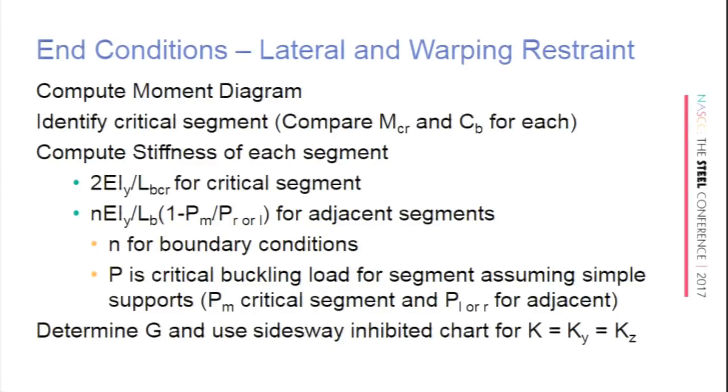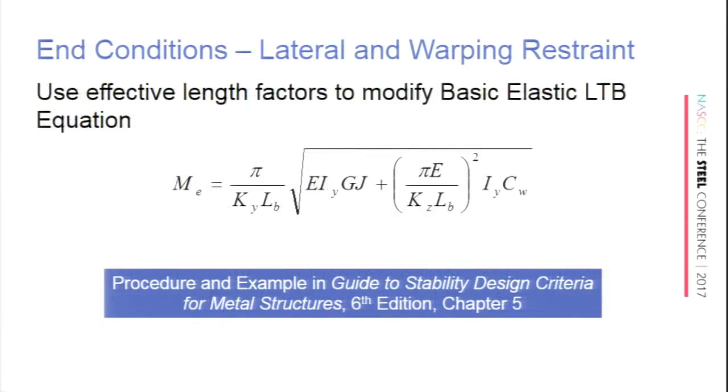And then, again, you're going to determine your G value, and you're going to use your side sway inhibited chart, not only for K sub Z, or that K sub W, as I called it in the last slide, that warping torsion effective length factor, but you can also use that K value on the other unbraced lengths, or the lateral buckling unbraced length in Timoshenko's equation as well. So you can use that reduction factor in both.